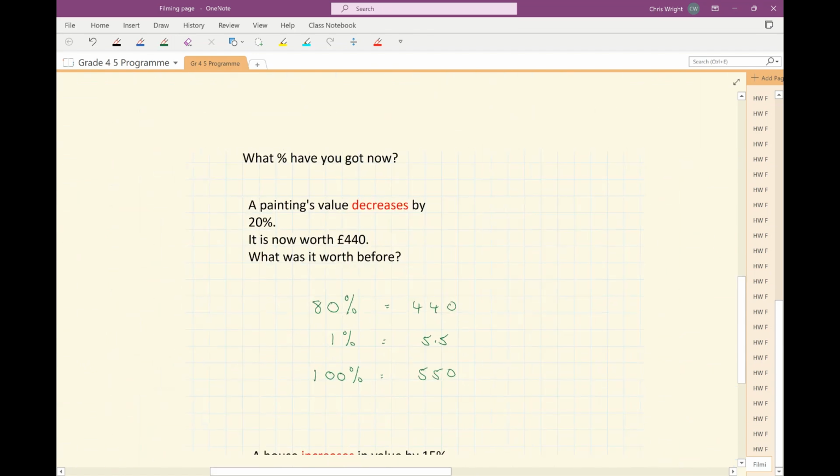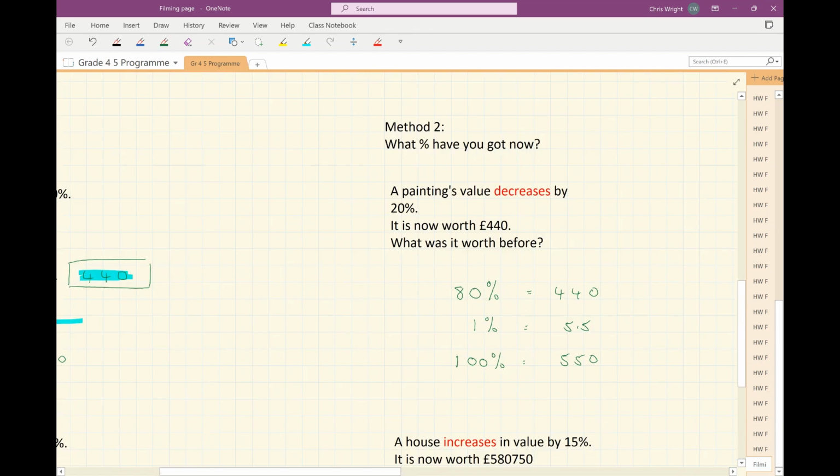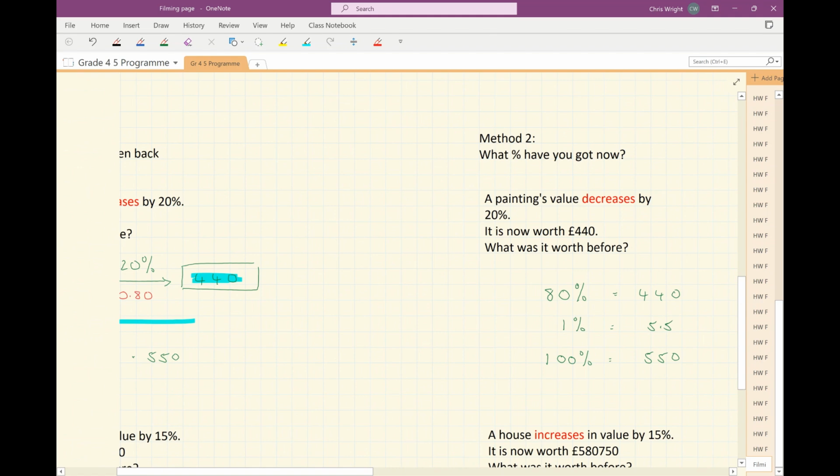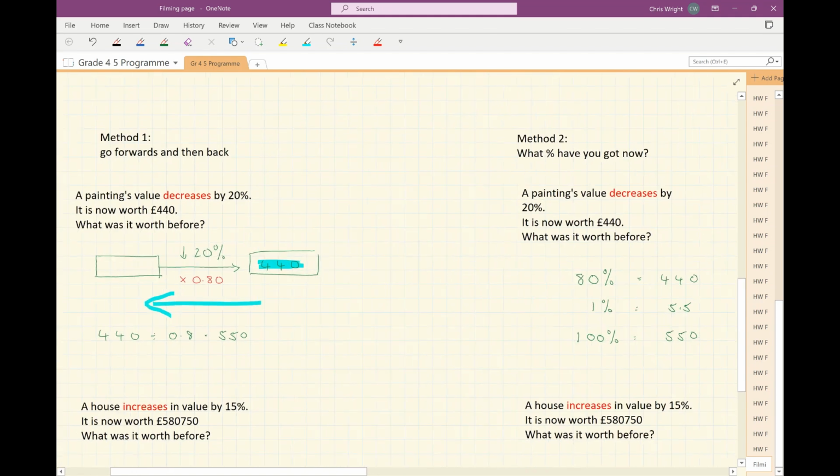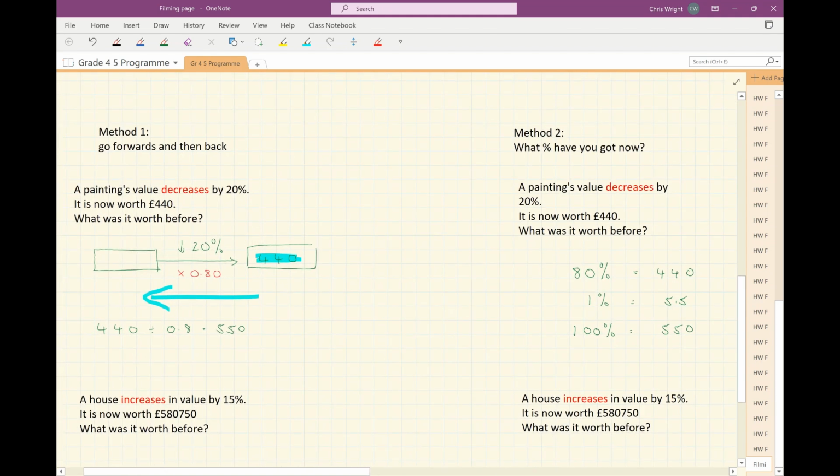So maybe you prefer method one, or maybe you prefer method two. Don't make up your mind yet. Let's look at both of those methods with a question involving an increase.